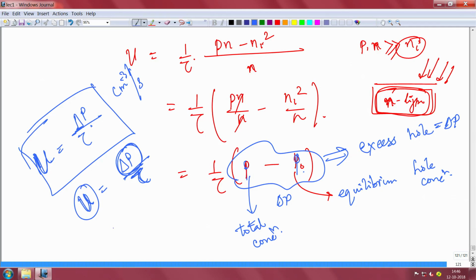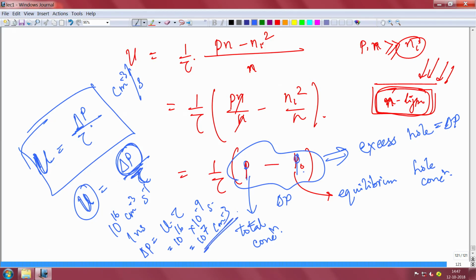If you are told that your recombination rate is say 10 to the power 16 per centimeter cube per second and your lifetime is say 1 nanosecond, what is the excess carrier generated? The excess carrier delta p is equal to U times tau, which is 10 to the power 16 times 10 to the power minus 9 second, which is equal to 10 to the power 7 per centimeter cube of excess holes you are generating. So, this is a very powerful relation. Also for electrons, it will hold true in a moderately p type doped semiconductor: excess electrons divided by their lifetime. This is your total recombination rate, the rate at which electrons or holes are recombining.